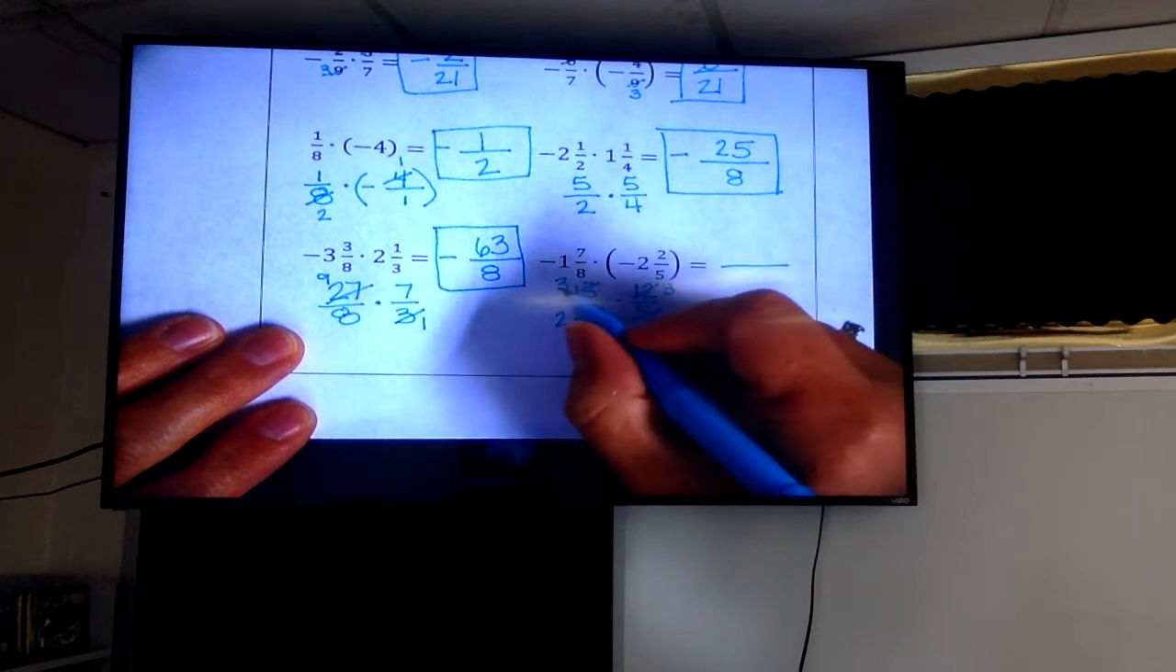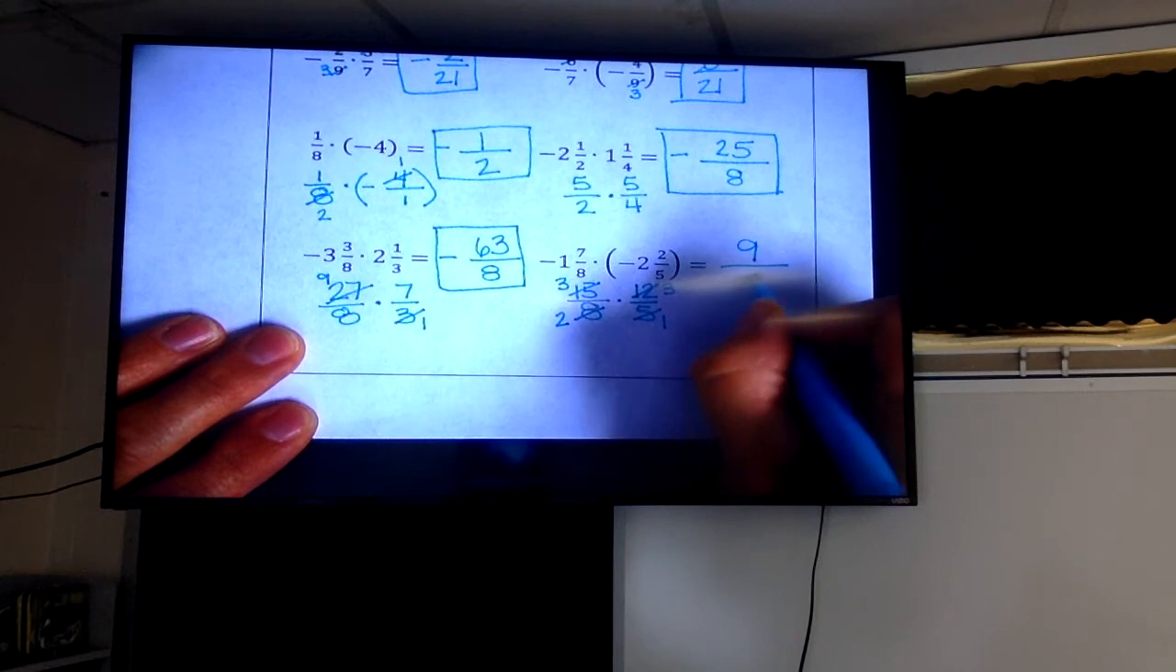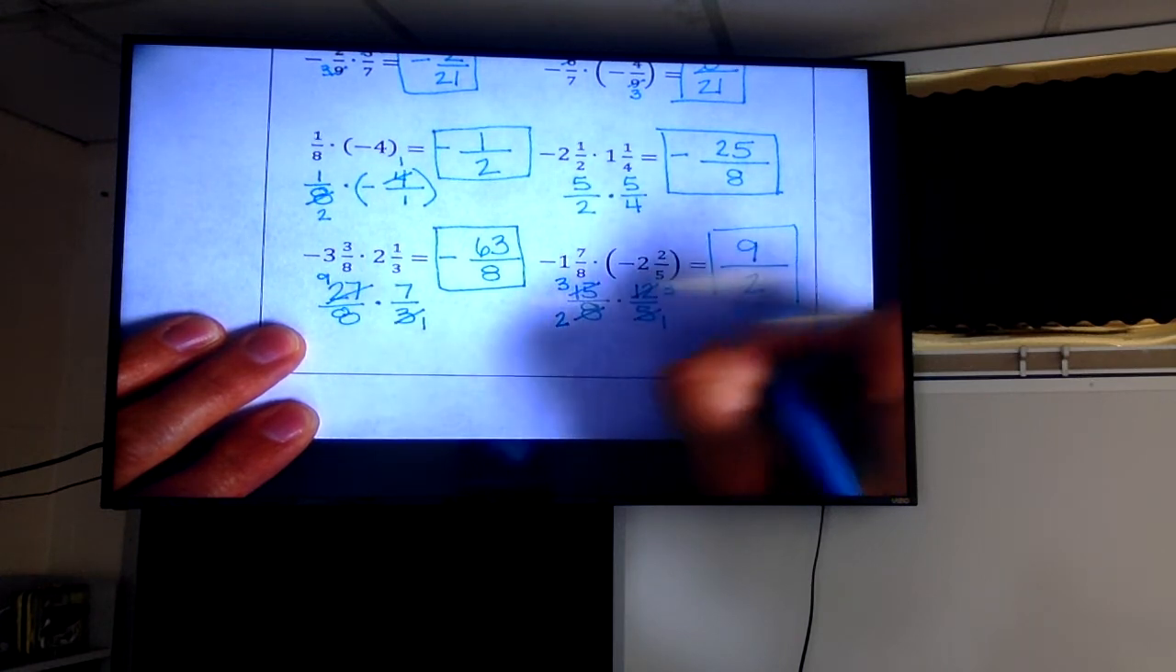Now I just multiply across. So on the top I have 3 times 3, which is 9, and 2 times 1, which is 2. So 9/2 is my final answer.